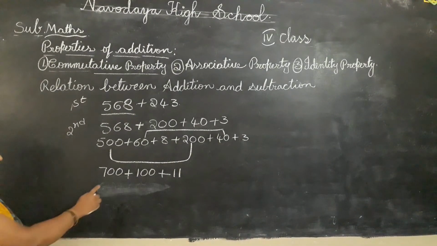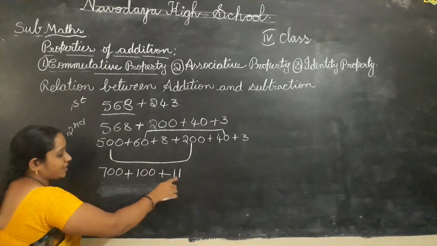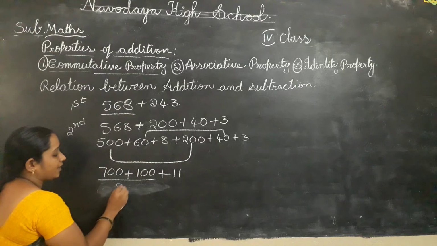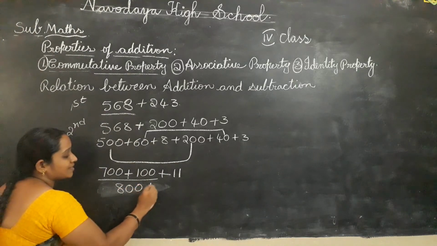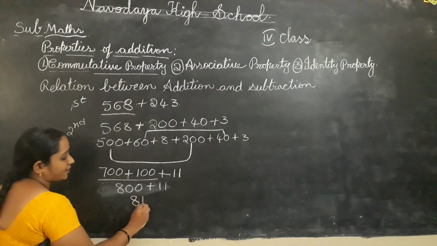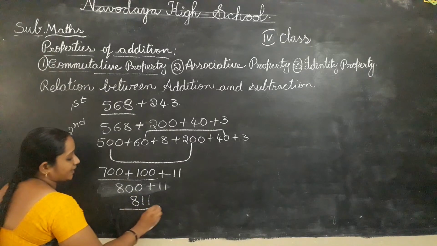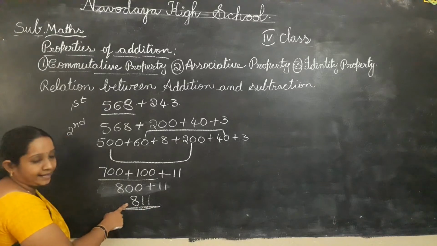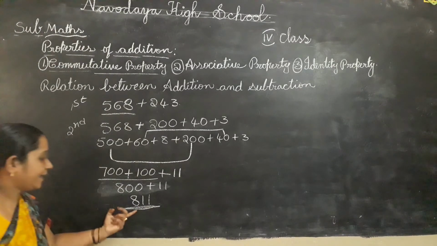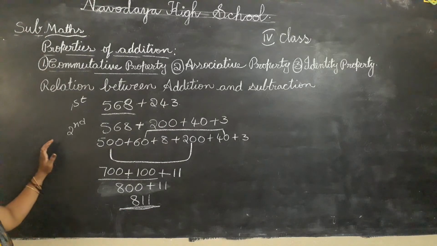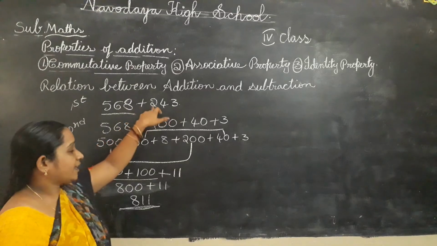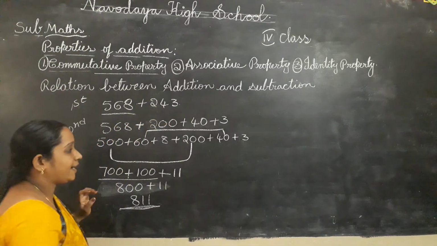Look here children, 700 plus 100 plus 11. Now first add hundreds. 700 plus 100, 800 plus 11. 800 plus 11 how much? 811. Then in the second game he got 811 points. So he got 811 points in the second time. So 568 is 243 less than 811.